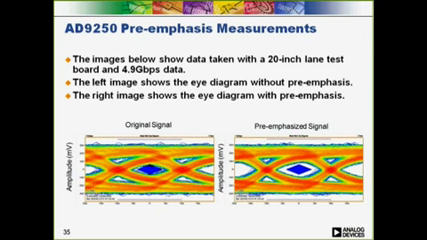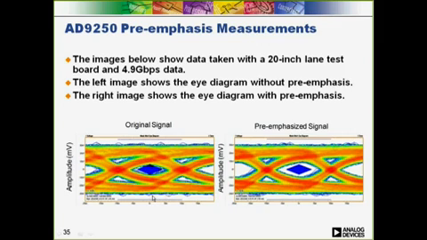Here are some data taken from our characterization of the AD9250. As mentioned, the AD9250 uses charge injection for pre-emphasis. This test was performed at 4.9 gigabits per second using a 20-inch ISI test board. The image on the left shows the eye diagram at the output of the test channel with the receiver eye mask overlaid onto it.